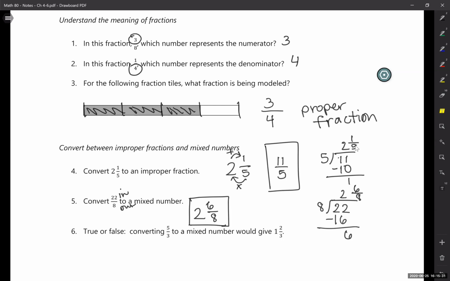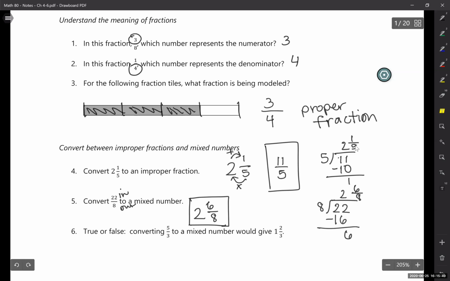So what you always want to do on the homework is look how the answer should be written. If it says simplify, then you would want to reduce that, which we'll talk about in a little bit. If it says do not simplify, then we'll leave it just like that, 2 and 6/8.